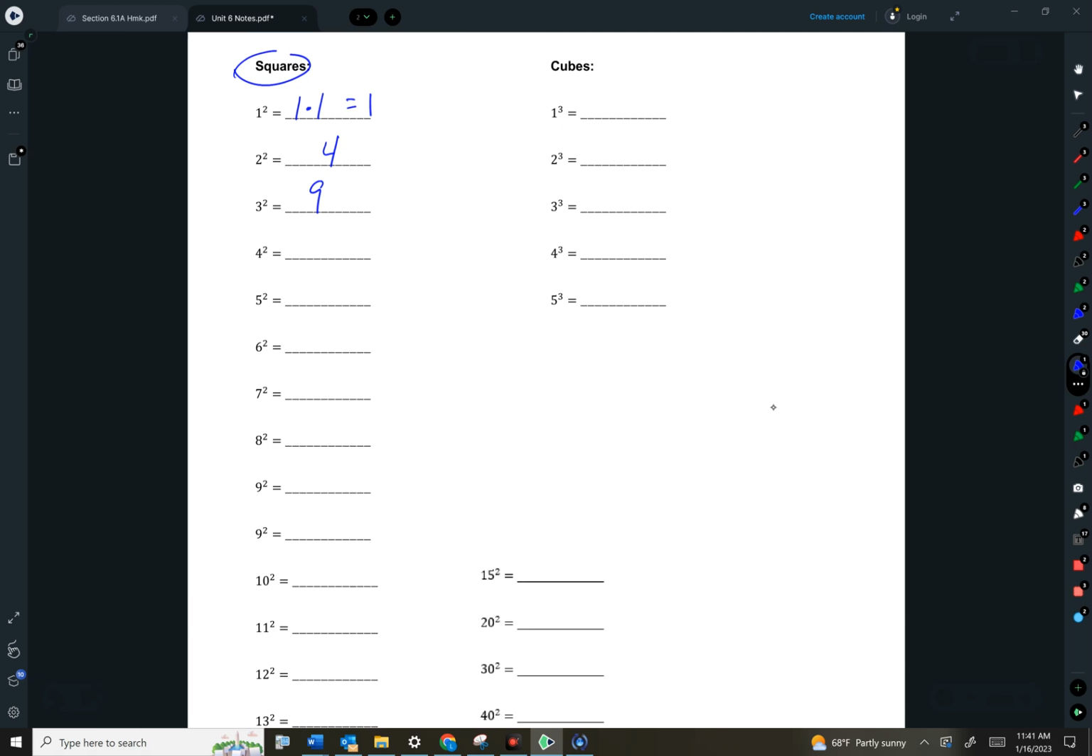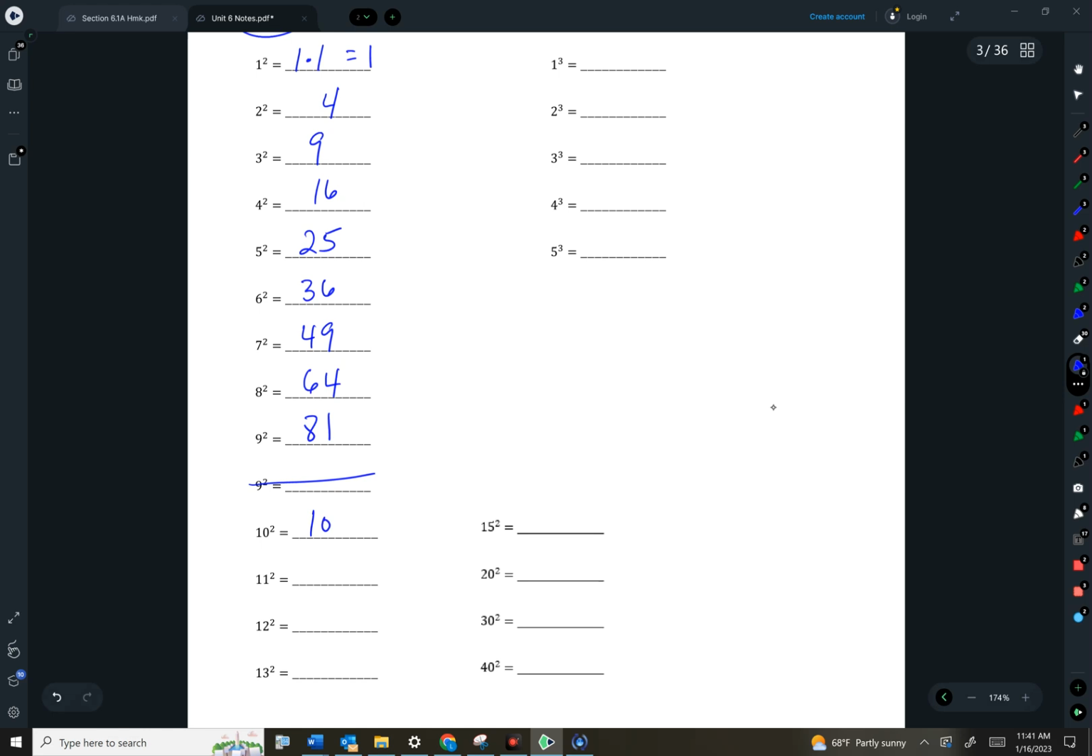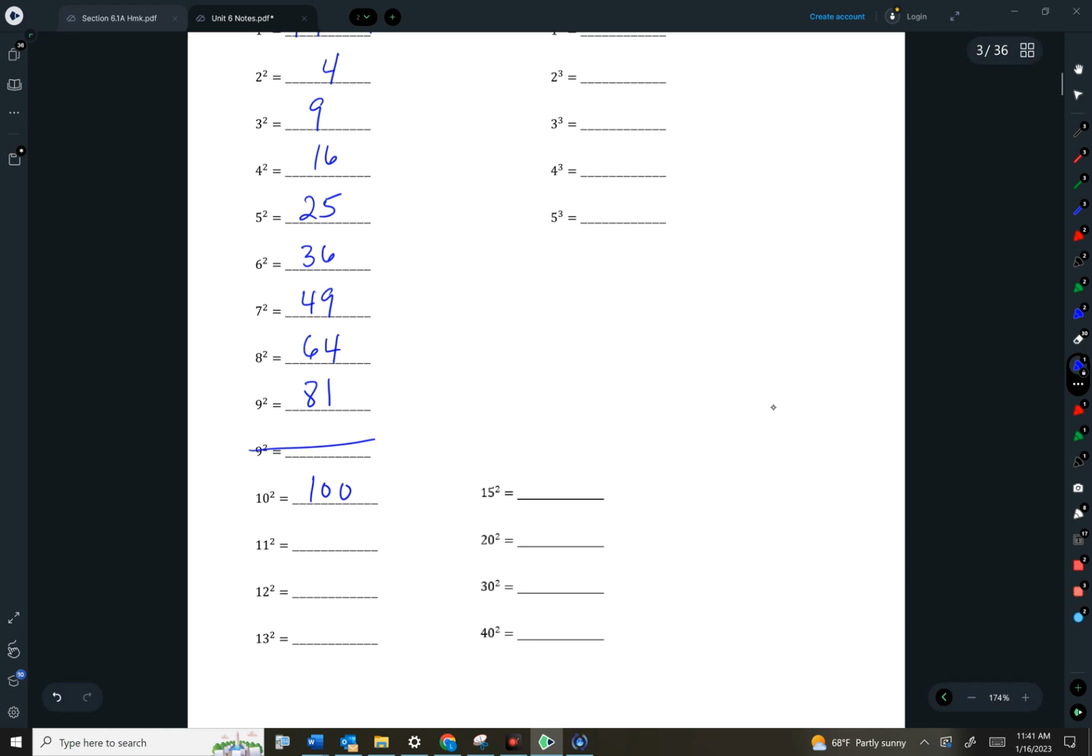So 4 squared is 16. 5 squared, 25, because remember, you're just multiplying it by itself. So 6 times 6, 36. 7 times 7, 8 times 8, 9 times 9. Oops, I don't know why I put that one twice. 10 times 10. And really, these are the ones that you should have learned when you did just your basic multiplication facts. Now, definitely through 10 squared.